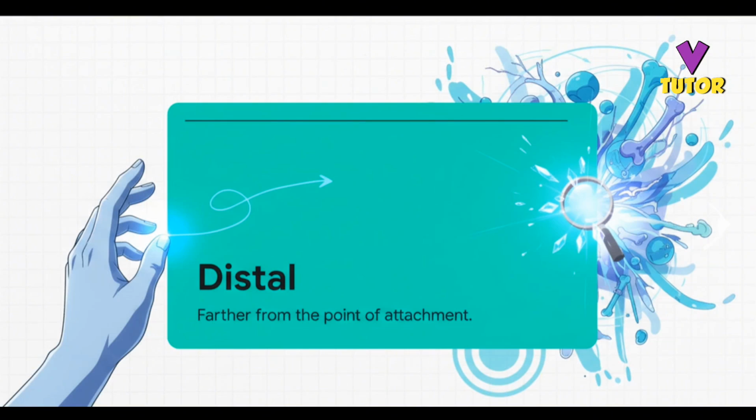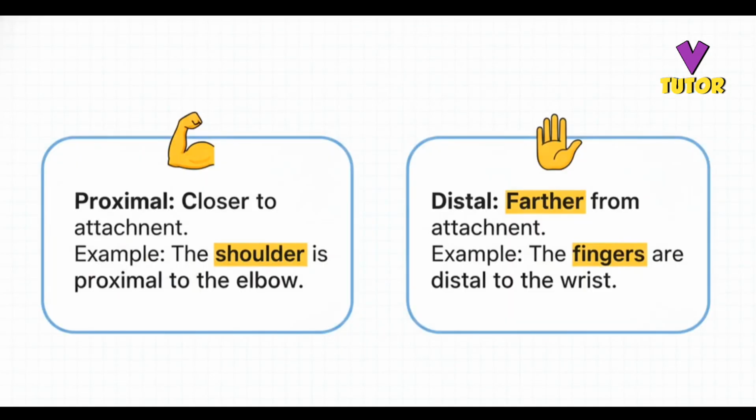And the opposite of that is distal. That means farther away from that attachment point. Using that same logic, your fingers are distal to your wrist. They're the farthest part out. So let's lock this in. Proximal means closer to the core, while distal means more, well, distant from it. This pair is absolutely essential for describing any location on your arms or legs with perfect, crystal clarity.